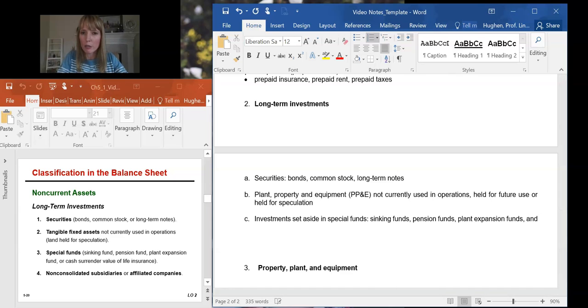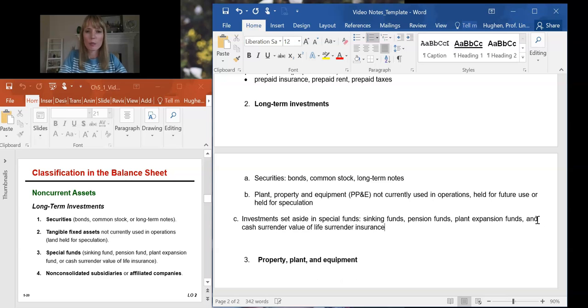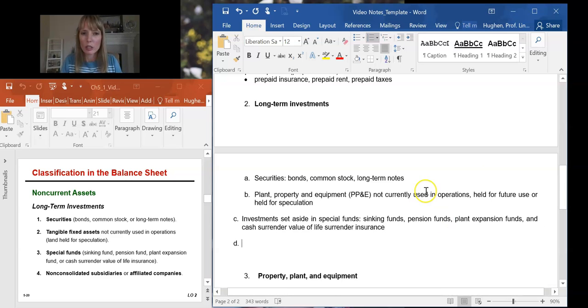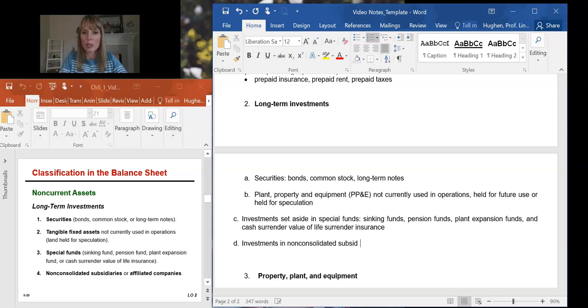The last item of a special fund that we're going to discuss, that we're going to write down, is called the cash surrender value of life insurance. And that is also considered an investment in a special fund. Okay, one more subcategory within the long-term investments section, and that is investments in non-consolidated subsidiaries. This is also known as investments in affiliated companies.